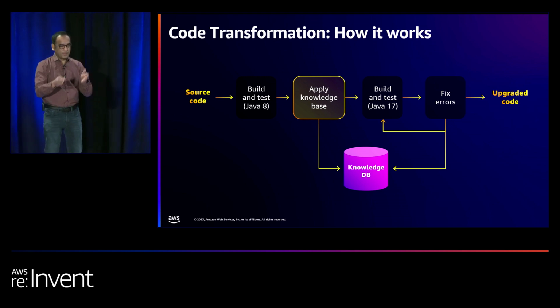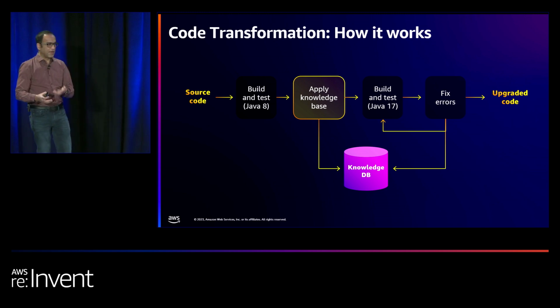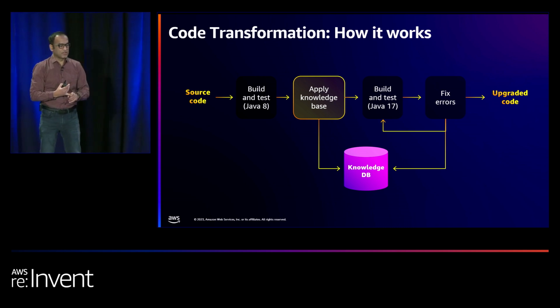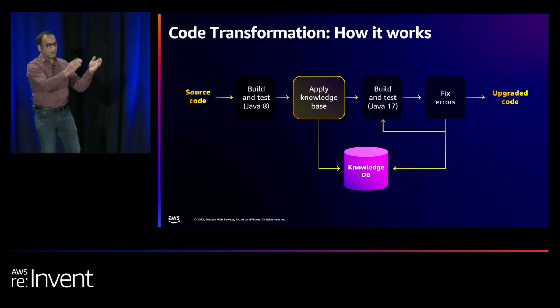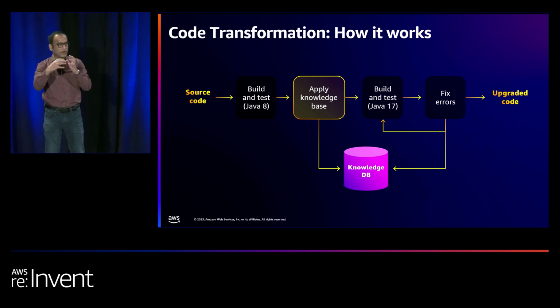Anyway, the first step, after we take the source code, is to build and test with the Java version that your application was originally built in. Once that's done, we start applying the knowledge base. Applying it also takes a combination of techniques. We have rule-based or program analysis-based systems that can do simple things like change one library version to another. And we have other techniques to do code changes, including LLM-based techniques, where we apply the knowledge base.